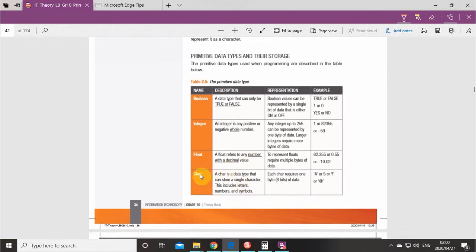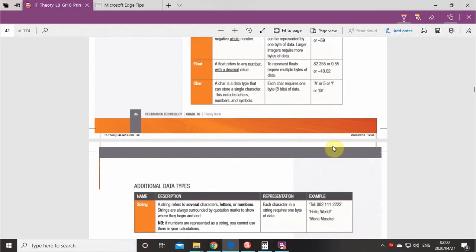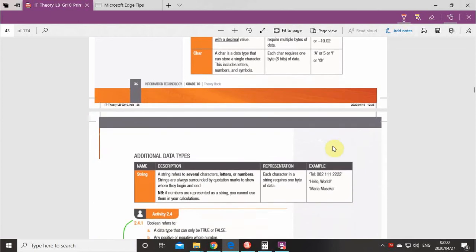Okay, next up we've got char. A char is a data type that can store a single character. This includes letters, numbers and symbols. As you can see, A or 5 or an exclamation mark or @ or a small letter a, etc.